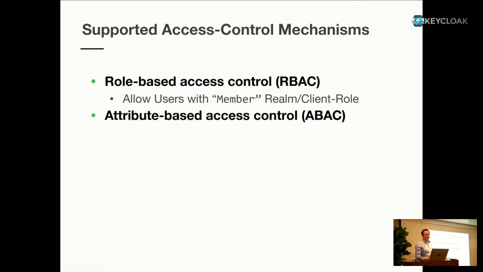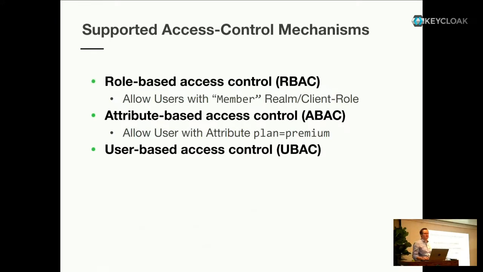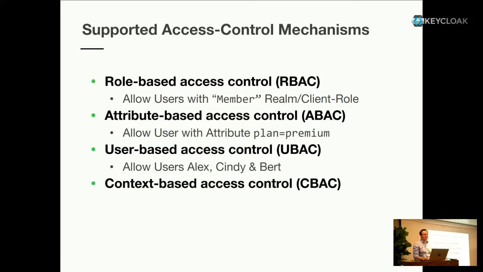Or we can leverage attribute-based access control, where we can check for a concrete attribute on a user, like allow access only for users that have an attribute called plan with the value premium and so on. We can also limit access with the authorization services, for instance, to particular users directly, like only allow users like Alex, Cindy, and Bert to access certain applications.